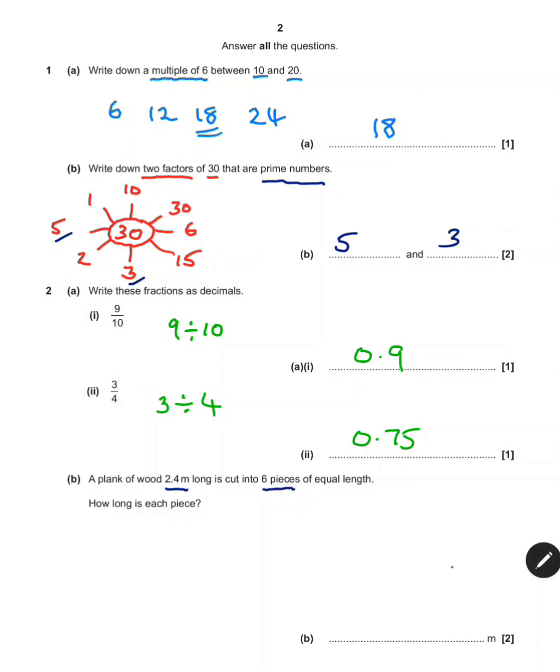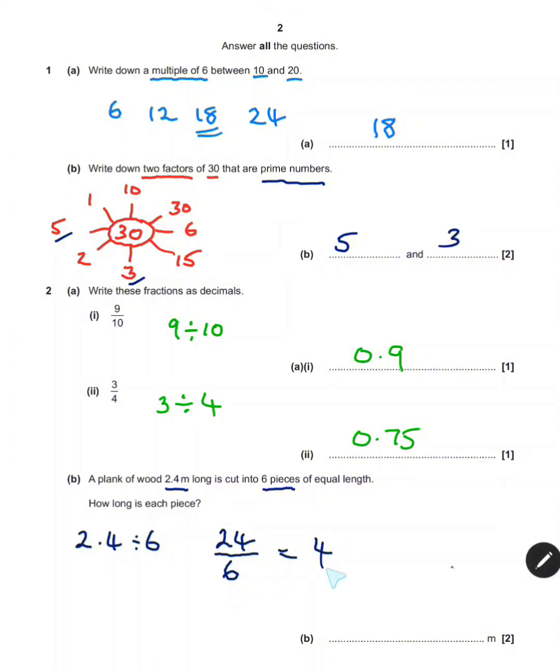Part B says a plank of wood is 2.4 meters long and it's cut into 6 pieces of equal length. How long is each piece? In order to answer this, we need to do 2.4 divided by 6. How many 6s into this 2.4? If you can't do that, do 24 divided by 6. And 24 divided by 6, how many 6s in 24? 6, 12, 18, 24. That is 4.